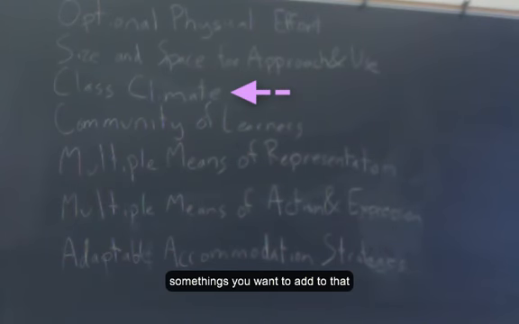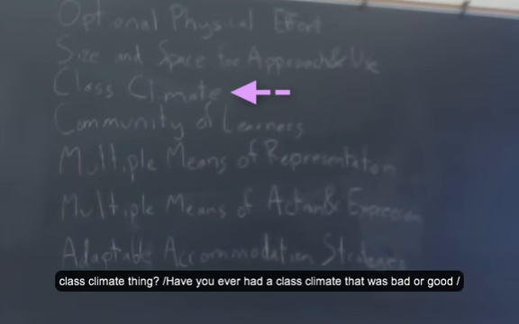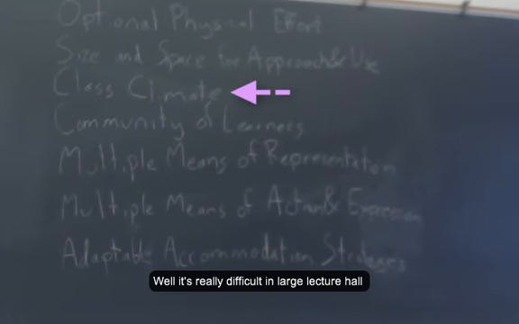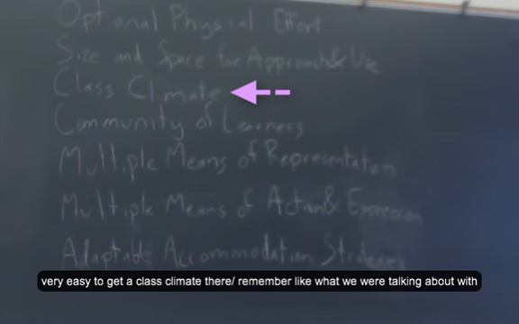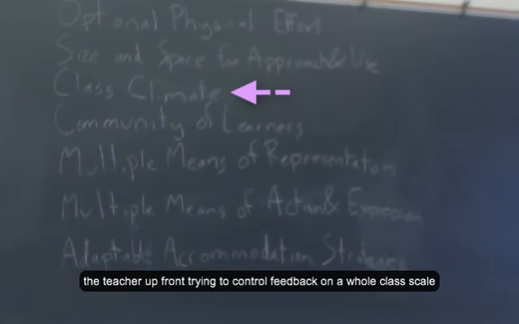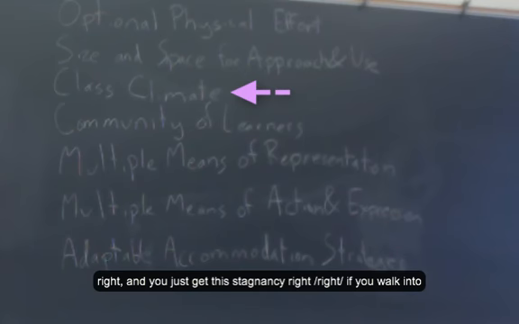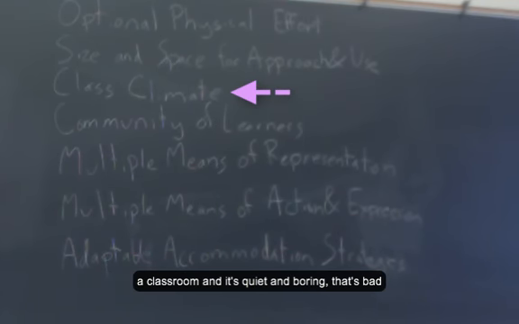Is there something you want to add to that? Class climate. Have you ever had a class climate that was bad or good? Well, it's really difficult in large lecture hall classes with hundreds of students. I don't think it's very easy. Remember what we were talking about with the teacher up front trying to control feedback on a whole class scale, right? And you just get this stagnancy. If you walk into a classroom and it's quiet and boring, that's bad. People are not engaged, right?